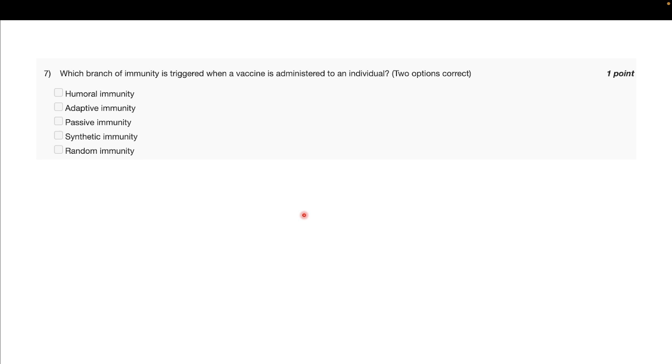No one? Okay, let's look at the answer. Passive vaccine. Sorry. Go ahead. I think I just flashed the answer. So yeah, the correct answer is humoral and adaptive immunity.